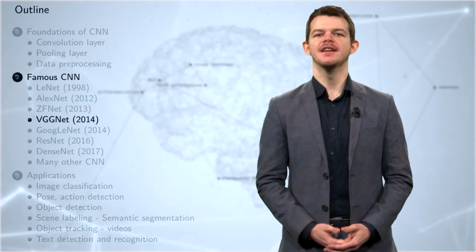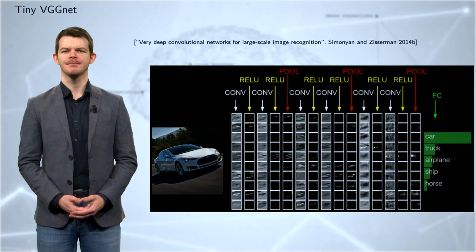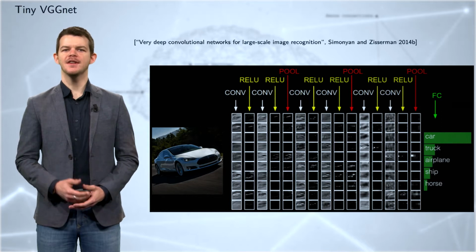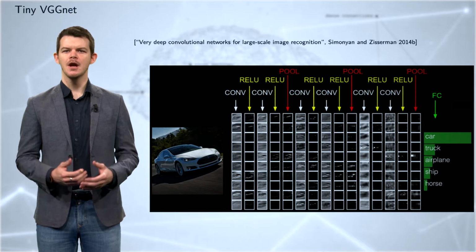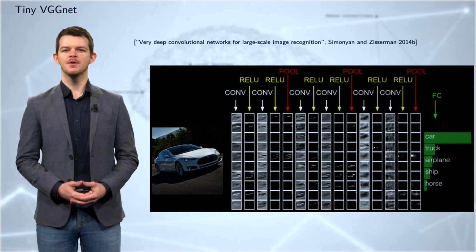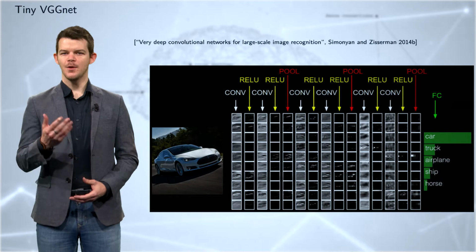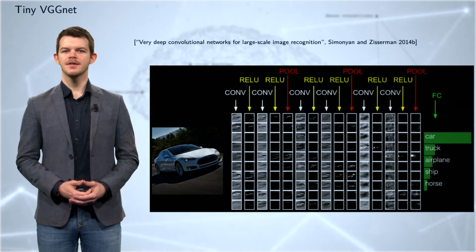Now we see another CNN named VGGNet. This is the general architecture of a tiny VGGNet. There are only 15 different layers in this network, with a pooling layer after 2 consecutive convolutional layers. As for AlexNet, the end of the network is composed of fully connected layers.